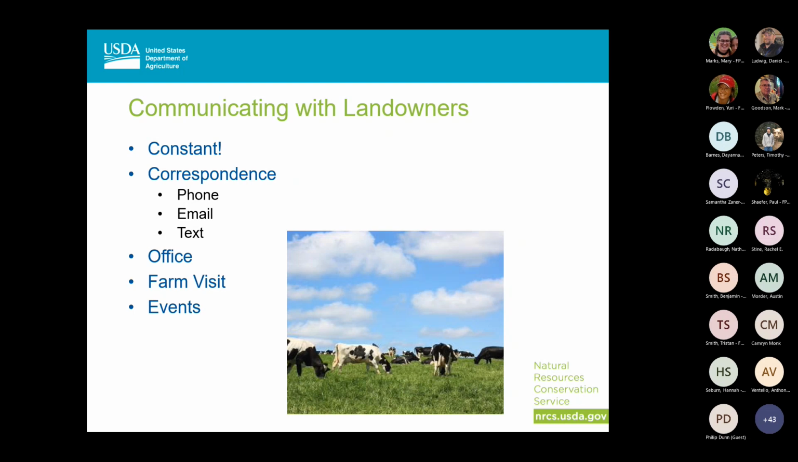And this can also occur at the office. Maybe a landowner comes in, needs to sign paperwork, has a question. There's really no way to tell. Could happen anytime. Of course, on the farm visit, when you go to see the operation and get to talk to the landowner about any conservation that you hope to be doing in the future with them.